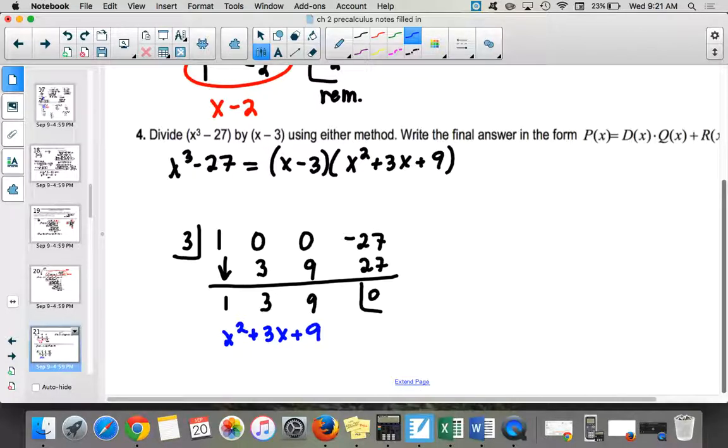Is that what we had up here? Yeah, it's like when we wrote it in this form, the remainder was a 0. That's what it means to factor something. It means when you divide, you don't have a remainder. Does this make sense? So we factored it.